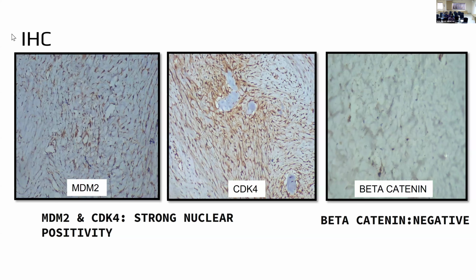We proceeded with IHC, which showed positivity for MDM2 and CDK4, with strong nuclear positivity, and beta-catenin was negative.